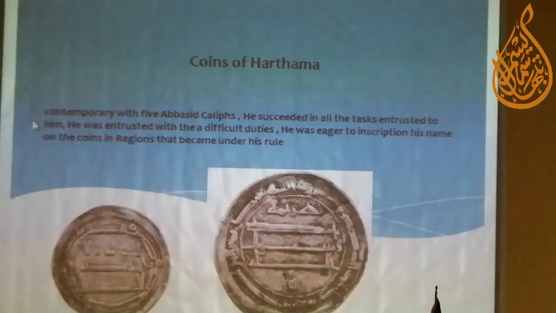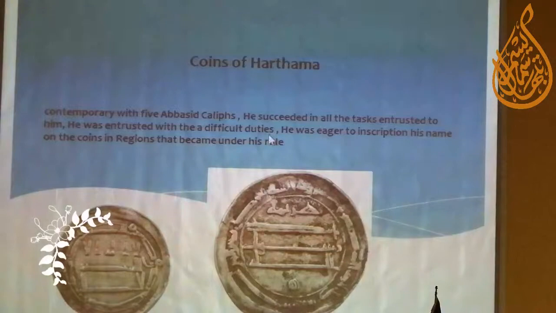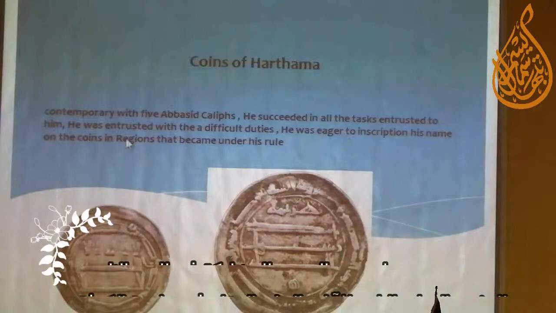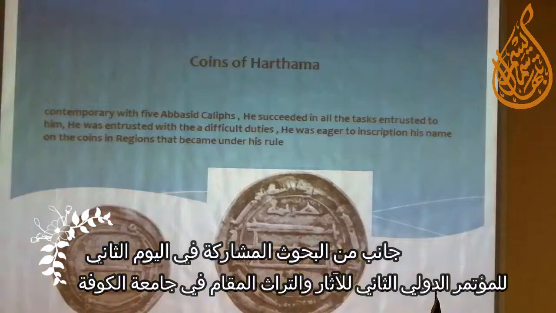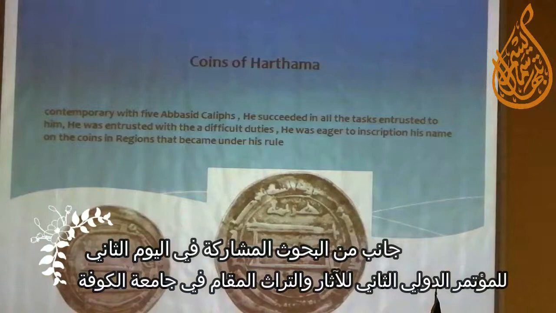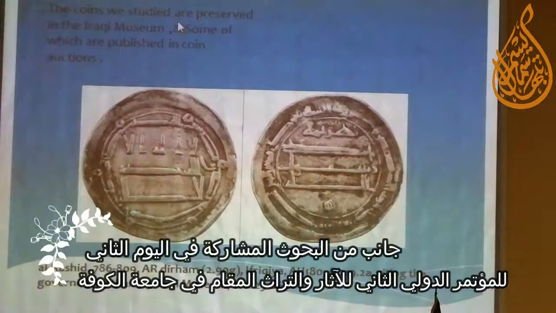He first appears during the reign of the second Abbasid Caliph Al-Mansur, in 705, contemporary with the fifth Abbasid Caliph. He succeeded in all the tasks entrusted to him. He was entrusted with difficult duties, and he was able to inscribe his name on the coins of the regions that came under his rule. We can see now the name of Hirtimah under the text in the reverse. The coins we studied are held in the Iraqi Museum, and some of them are published in coin catalogues.